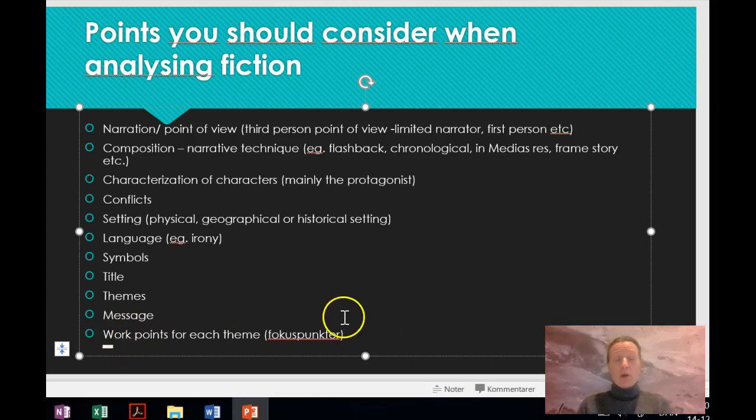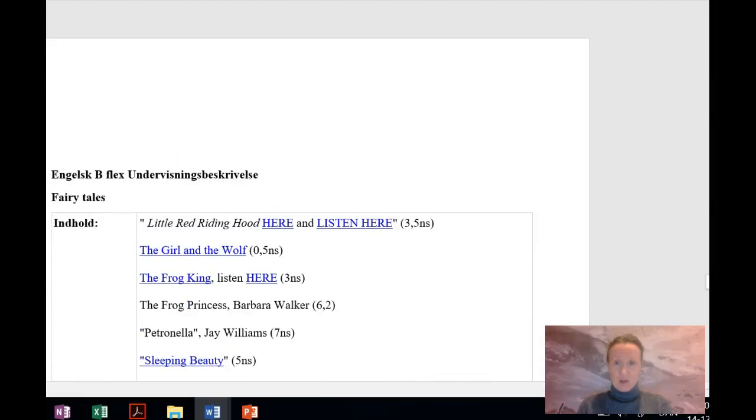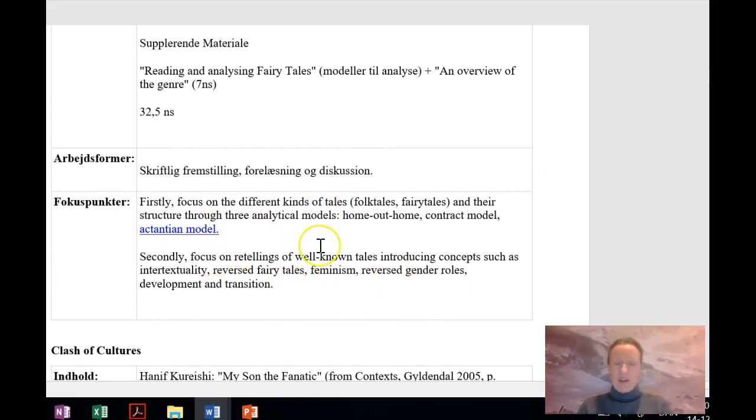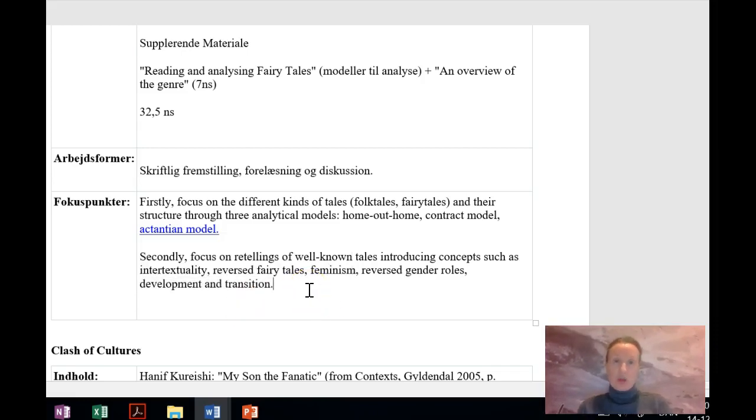Then lastly, work points for each theme, fokuspunkter. When we've worked with all these texts, go through it. For instance, fairy tales. We've worked in fairy tales with these fairy tale models. So make sure that you know these fairy tale models so that you can apply them to the text. Other than that, we worked a lot with reverse gender roles, intertextuality, and also the development or the transition of the main character. So these points should be considered when you analyze your text.